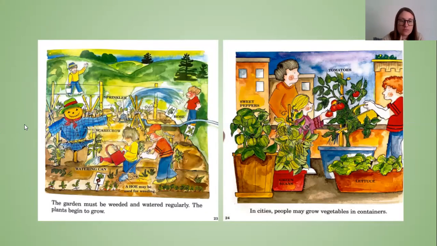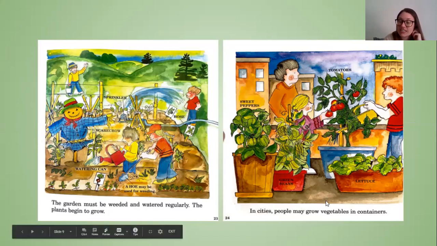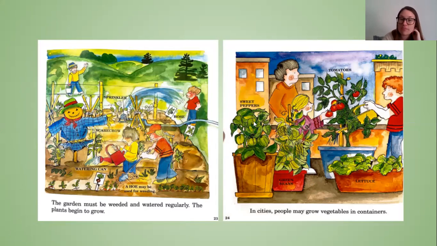It says the garden must be weeded and watered regularly. So you have to add water, of course, to get your seeds to grow. And you have to keep weeds out of the way so that the sun can reach the plant to help it grow. So that looks like the next step of the process. Once you've dug the hole and you get the seed in there, then you have to make sure you give it water and weed it. At the end, it says in cities, people may grow vegetables in containers. So you can see that these are big vegetables now. This is like later on in the process.